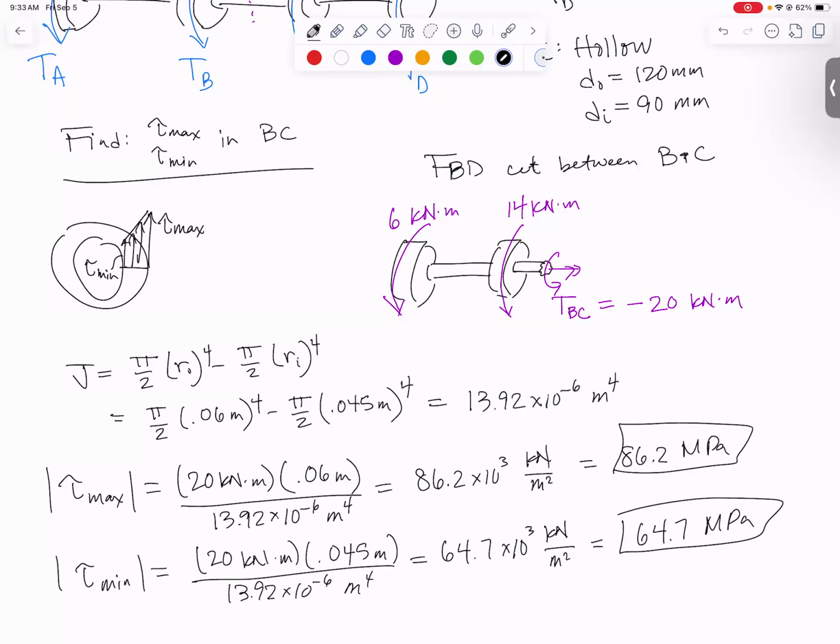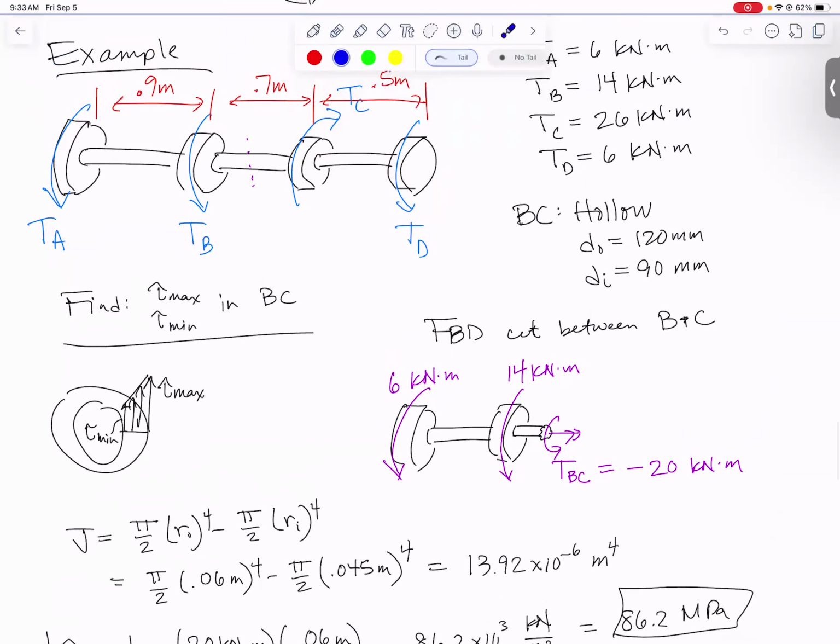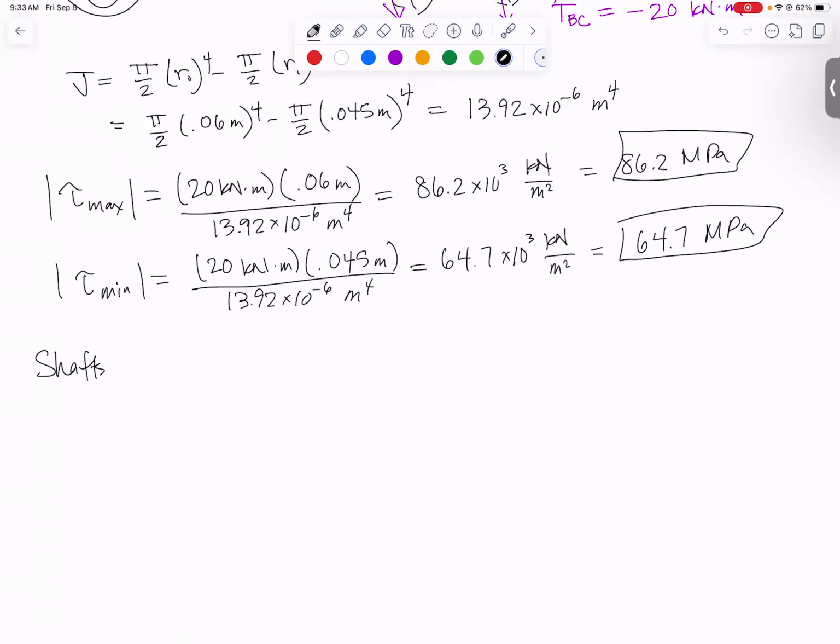We dealt with shaft BC. Now we're going to look at shafts AB and CD. We're going to be told, let's make AB and CD solid and find the minimum required diameter given an allowable shear stress. Shafts AB and CD are solid. Find the required diameter if the allowable shear stress is 65 megapascals.